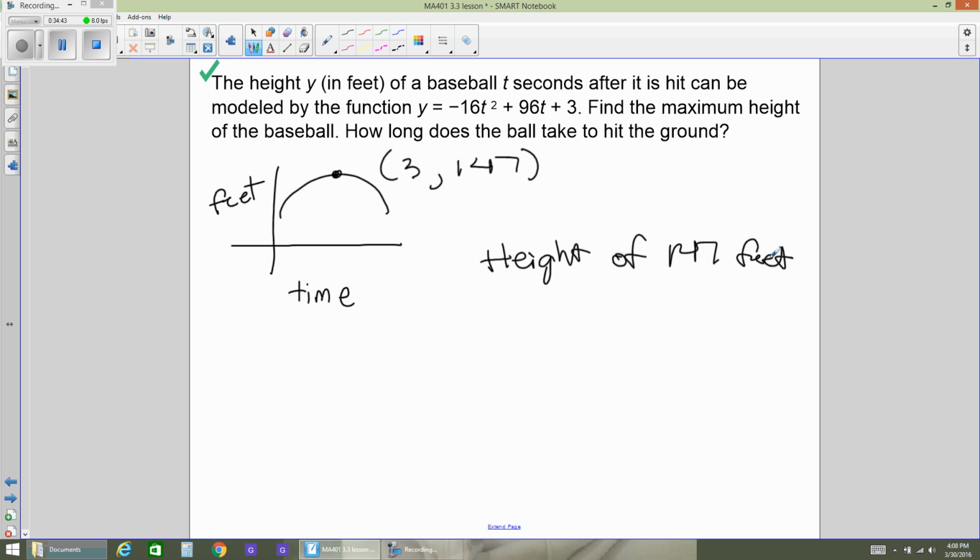Now, where's the intercept then, is the question. Well, you know that this guy is symmetrical, so if this is a 3 and this is a 0, what's this? I sure hope you said 6. 6 seconds. But you can also calculate that intersection with the x-axis.